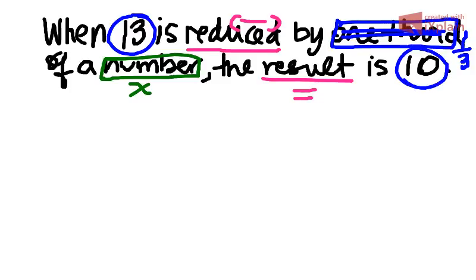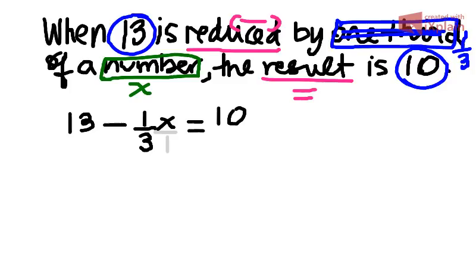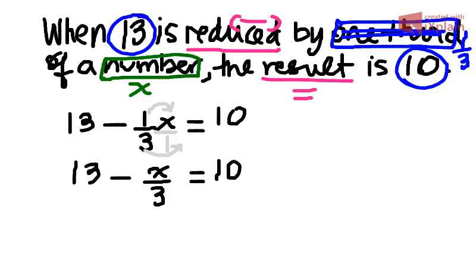So let's try to rewrite this now. 13 reduced by 1/3 of a number, so 1/3 times x, the result is 10. We can tidy up that 1/3 x, writing x over 1, and combining, multiplying top by top. 1 times x is x, and 3 times 1 is 3. So we have 13 minus x over 3 equals 10.